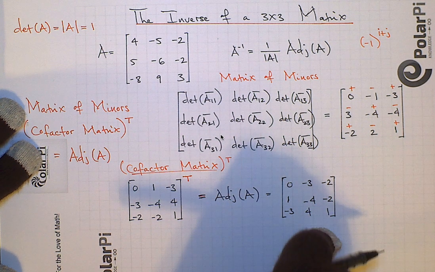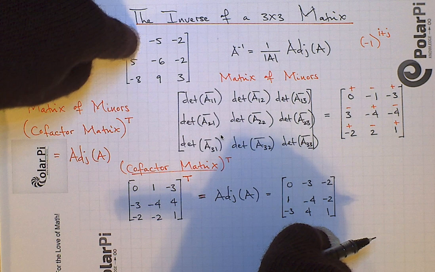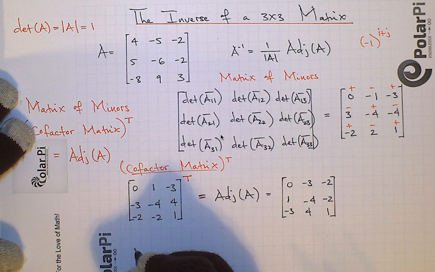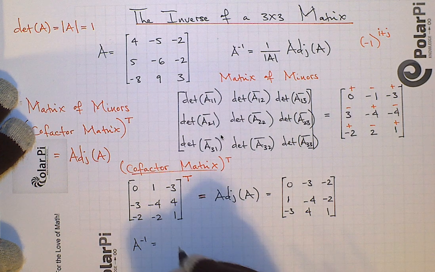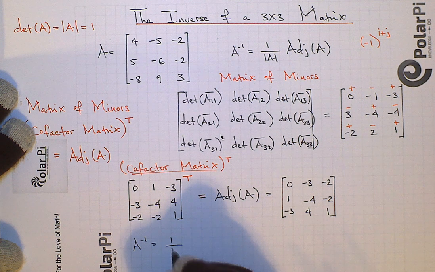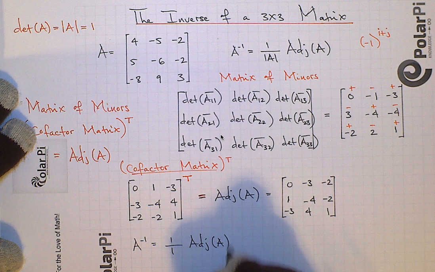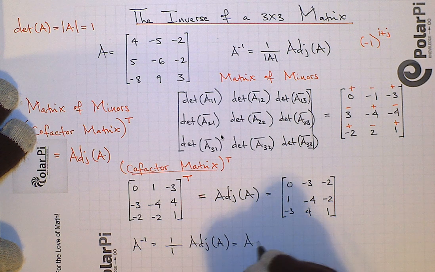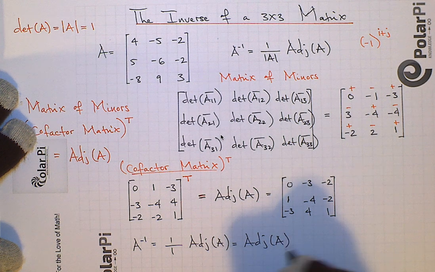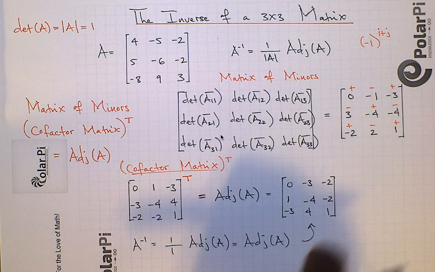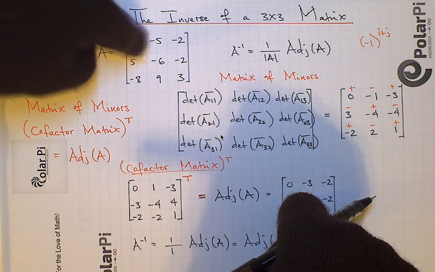So this is the adjoint matrix, and for this particular example, A inverse is going to equal 1 over the determinant, so 1 over 1, times the adjoint matrix, so it simply equals the adjoint matrix, and that is already written above here, so no point in rewriting it. So this guy is the inverse of that guy.